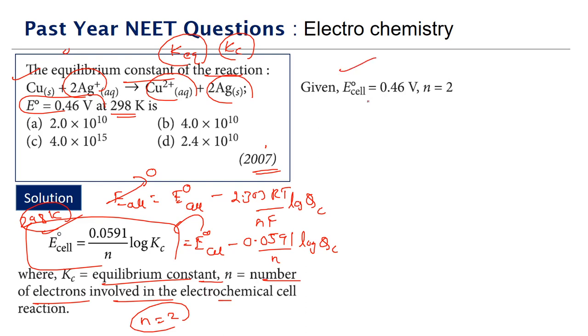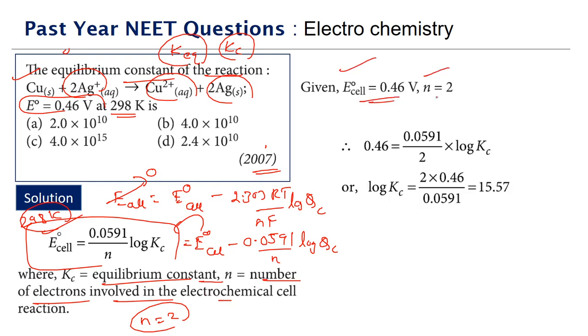So the E naught value is given as 0.46 and n is 2. If we substitute, E naught 0.46 is equal to 0.0591 by 2 into log Kc. Means log Kc will be, 2 will go to the numerator, 0.0591 will come to the denominator. So 2 into 0.46 by 0.0591. If we simplify this, the log Kc value will be 15.57.